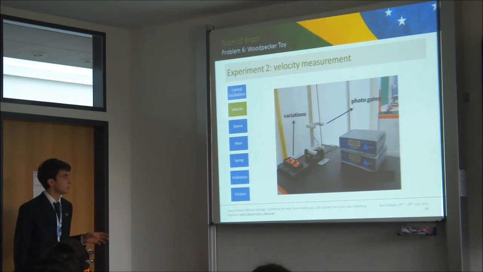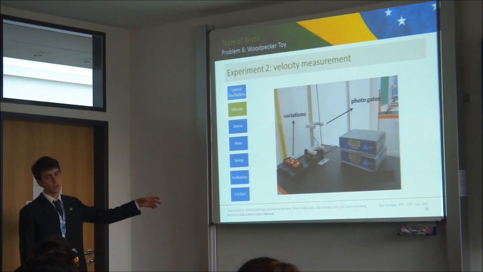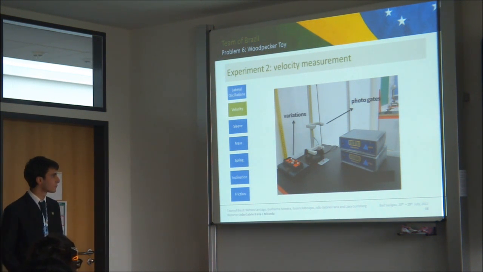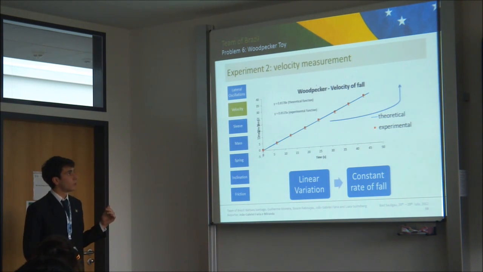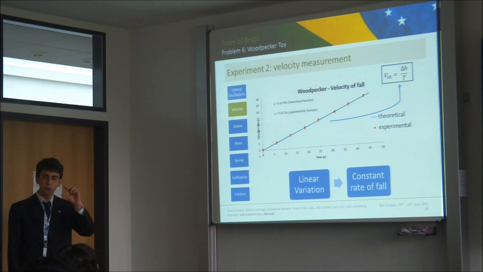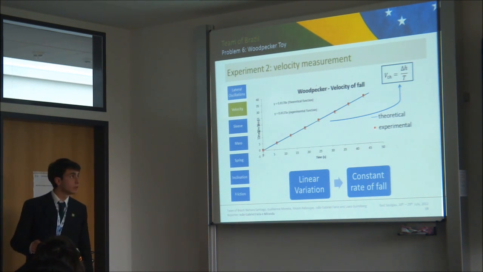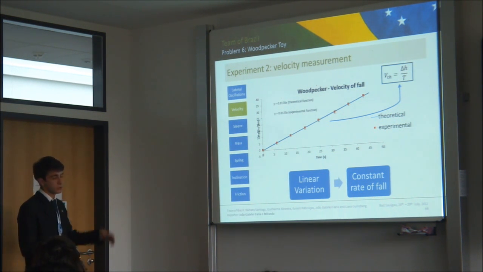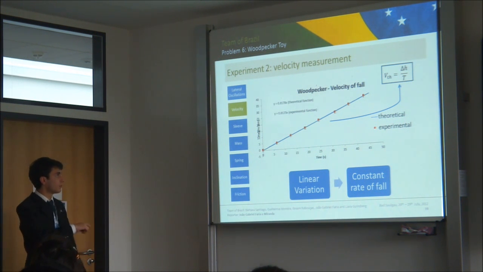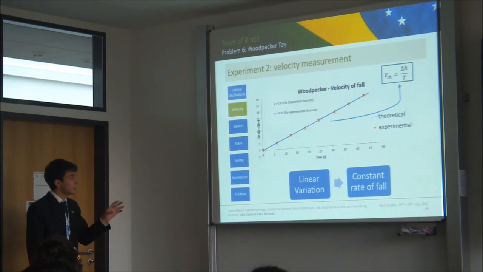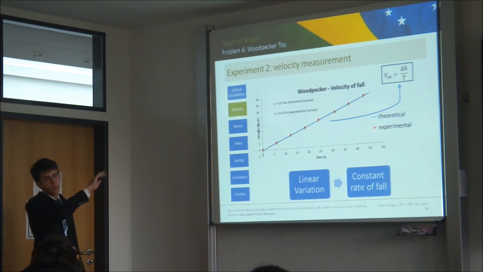To analyze the velocity, as I mentioned before, we used photo gates and the variations of the woodpecker to analyze each parameter that we mentioned before. First, we have this graph comparing with our theoretical graph, where these small falls happen on each period of oscillation. As we have all the parameters, we can create this theoretical graph, and using the photo gates and our setup, we can calculate the experimental points. As we can see, they fit really well, and we have a linear variation and a constant rate of fall.